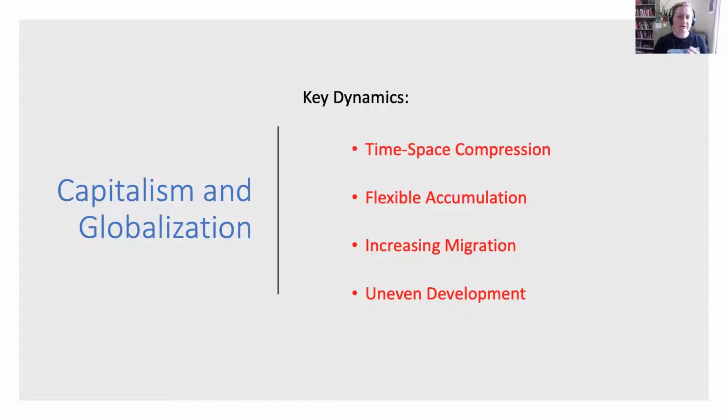It's important to know these 4 aspects because you've heard the term globalization, I'm sure, thrown around before. But if someone asks you, what do you mean by globalization? Sometimes we don't know how to answer. So this gives you a template to think about globalization. There are 4 aspects of globalization that Harvey talks about. First is time-space compression. Second is flexible accumulation. Third, increasing migration. And fourth, uneven development.